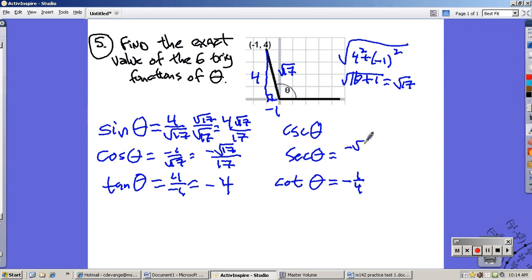Secant is the reciprocal of cosine, so flip it over. It'll be negative root 17 over 1, which is just negative root 17. And then cosecant is sine flipped over, so it will be square root of 17 over 4. Look at that. Good looking 4.